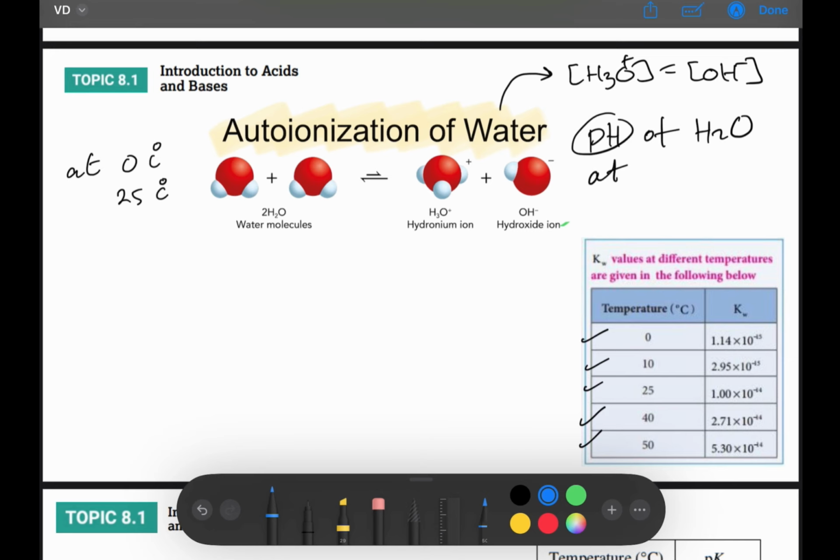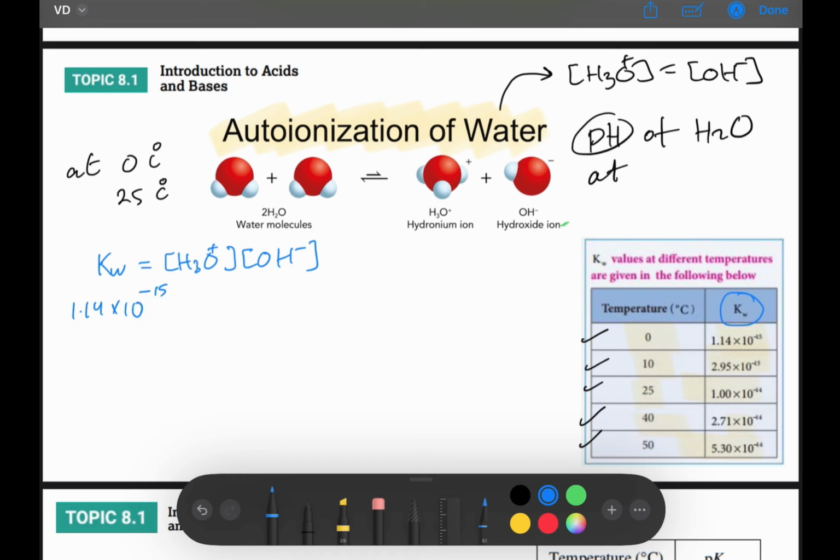From the previous class, we know that the Kw, which is the equilibrium constant of water, is equal to the concentration of H3O plus multiplied by the concentration of the hydroxide ion. Since the Kw depends on the temperature, its value is not the same at different temperatures. We can see it increases with increasing temperature. So at 0 degrees Celsius, the value is equal to 1.14 times 10 to the power negative 15.